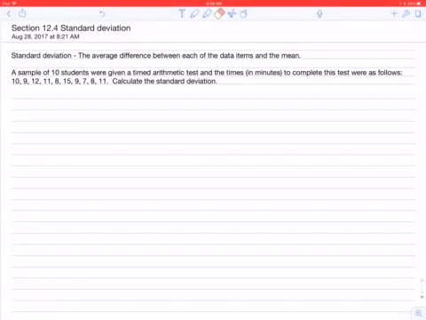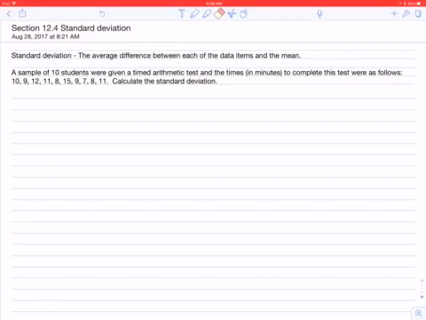The standard deviation is the average difference between each of the data items and the mean. A sample of 10 students were given a timed arithmetic test, and the times in minutes to complete this test were as follows. We want to calculate the standard deviation. Well, our first step would be to find the mean.